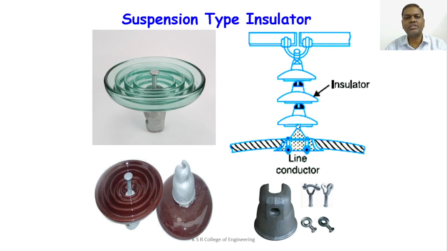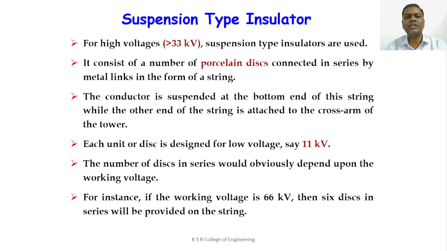These are some pictorial representations of the suspension type insulator. For the suspension type insulator, we normally prefer voltage levels greater than 33 kV. It consists of porcelain discs connected in series by metal links. The conductor is suspended at the bottom end of the string, while the other end of the string is attached to the cross arm of the tower. Each disc or unit is designed for low voltage, say 11 kV. The number of discs in series obviously depends upon the working voltage. For example, 6 discs in series will be provided on this string.